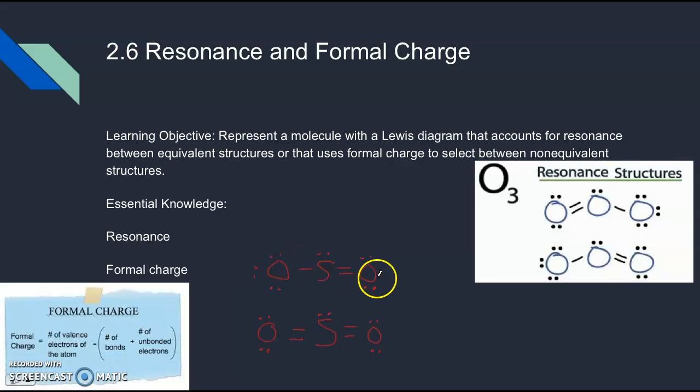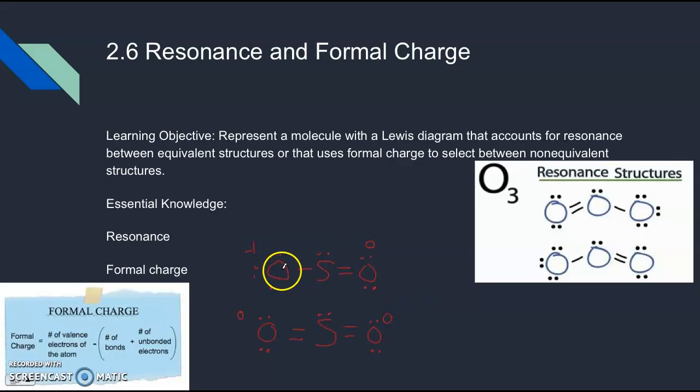Oxygen has 6 valence electrons from the periodic table. Now in this case, this oxygen has 7 in the structure. 6 from the unbonded pairs, and it gets half of that shared pair. So it would be 6 minus 7, so this oxygen would have a formal charge of -1. This oxygen right here would have a formal charge of 0. The oxygens down here would have formal charges of zeros.